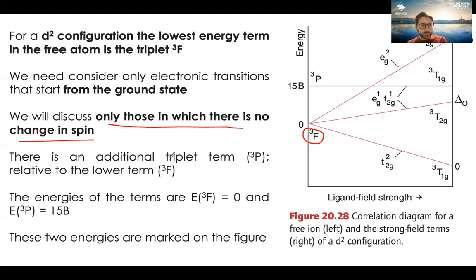So there is an additional triplet term, which is the triplet P relative to this lower term, and the energies of these terms, like in this very weak field limit, in which only electrostatic repulsions are considered, are therefore 0 and 15B. So these are the energy levels represented in terms of the Racah parameters. All right.